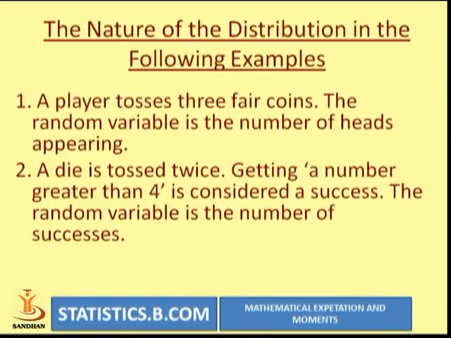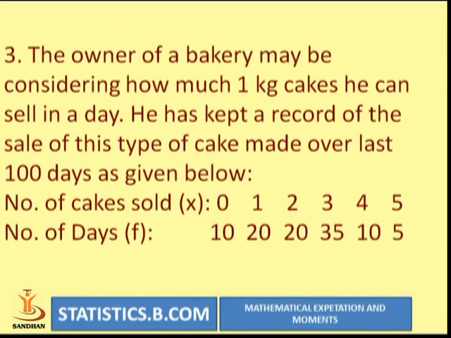So we can have more examples. Another example could be the owner of a bakery who may be considering how many 1 kilogram cakes he can sell in a day. He has kept a record of his sales made over the last 100 days. The number of cakes sold and the number of days are given. In the same way you can write down the probabilities corresponding to these.